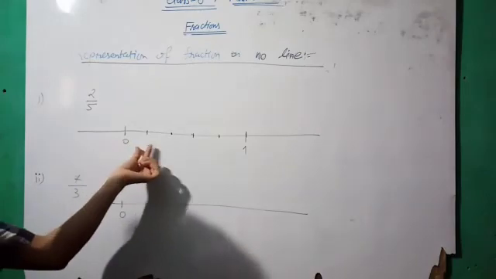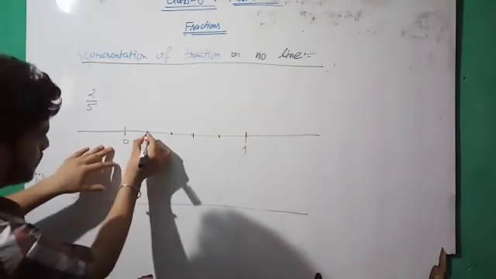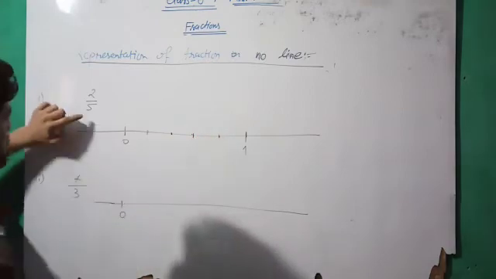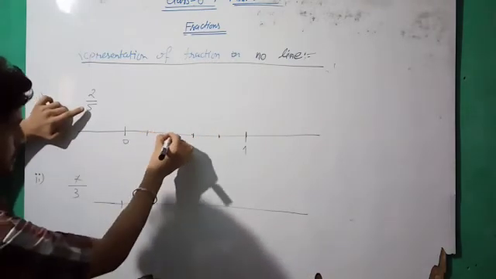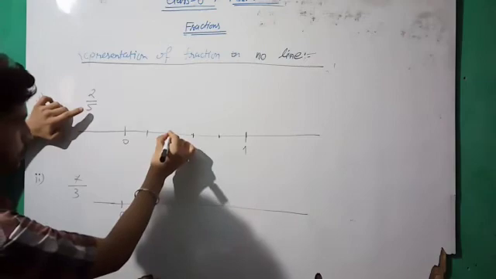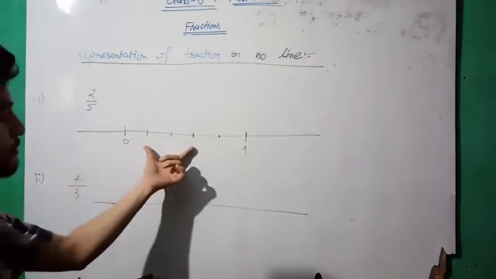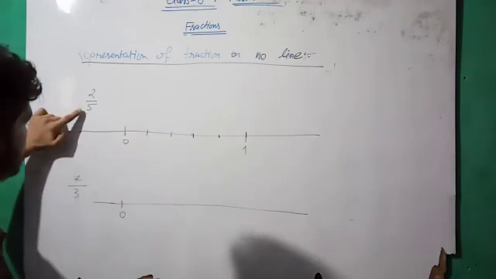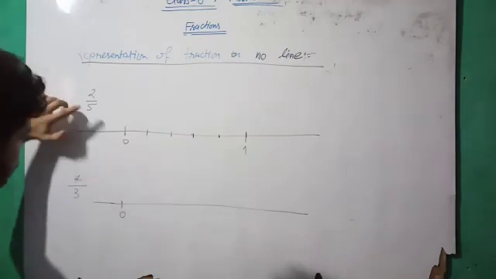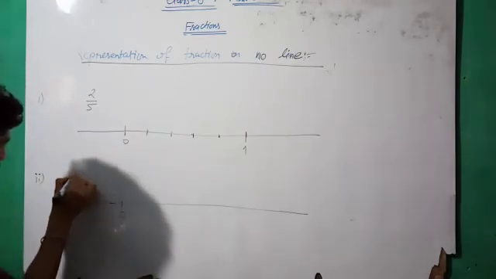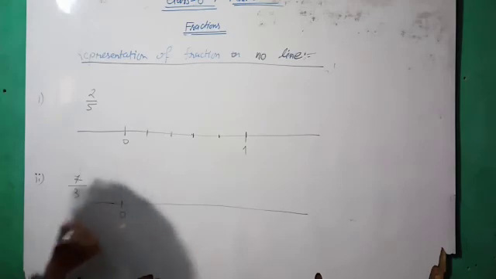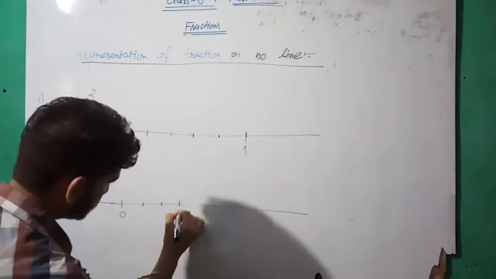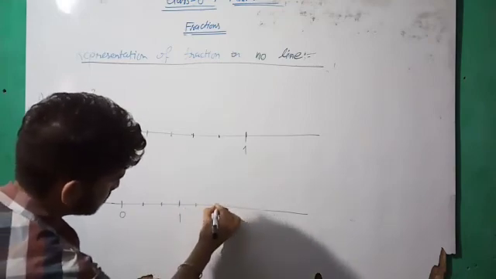Why did I put 1 here? The 1 segment, 2, 3, 4 and 5. Because the number of segments between two integers is equal to the denominator. If you can represent a number line with this method, you can easily draw any number on the number line.